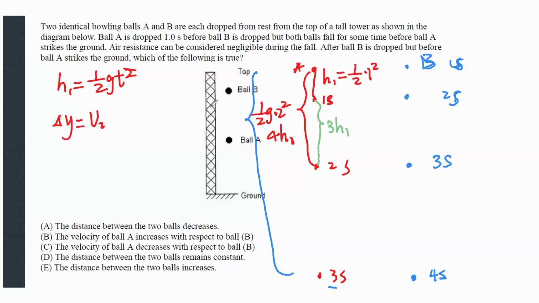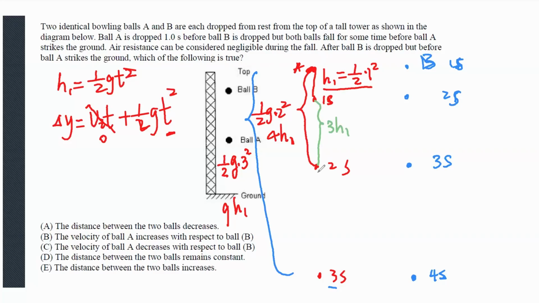Do you get confused? Yes, a bit. So you start from rest, right? And what's the initial speed? Initial speed is 0. Then t equals 3 seconds. What is the delta y? What do you get here? 10 times 9 divided by 2 equals 45. So you get 9h1, right?